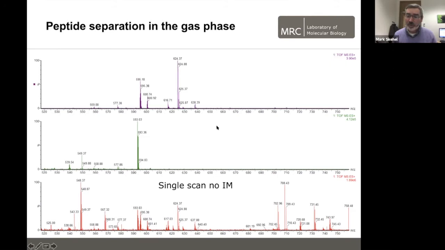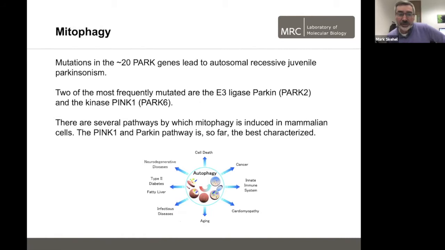Okay. So here's an example of how we did that. I'm going to use Pink and Parkin to describe these. So we looked at these a little while ago with David Commander's group. Two of the most frequently mutated proteins in juvenile recessive Parkinsonism or Parkinson's disease are PINK1 and Parkin, or PARK6 and PARK2 genes.